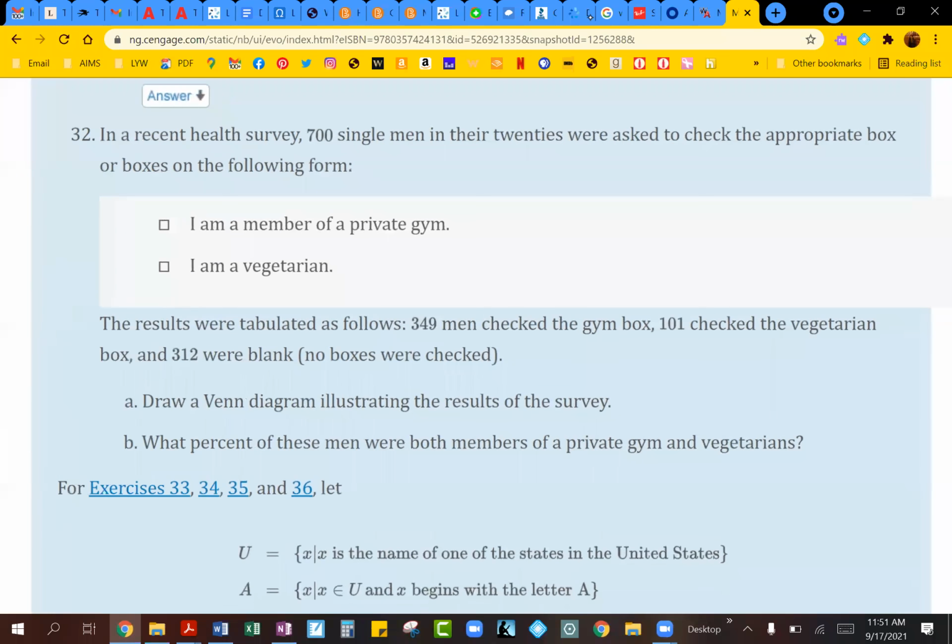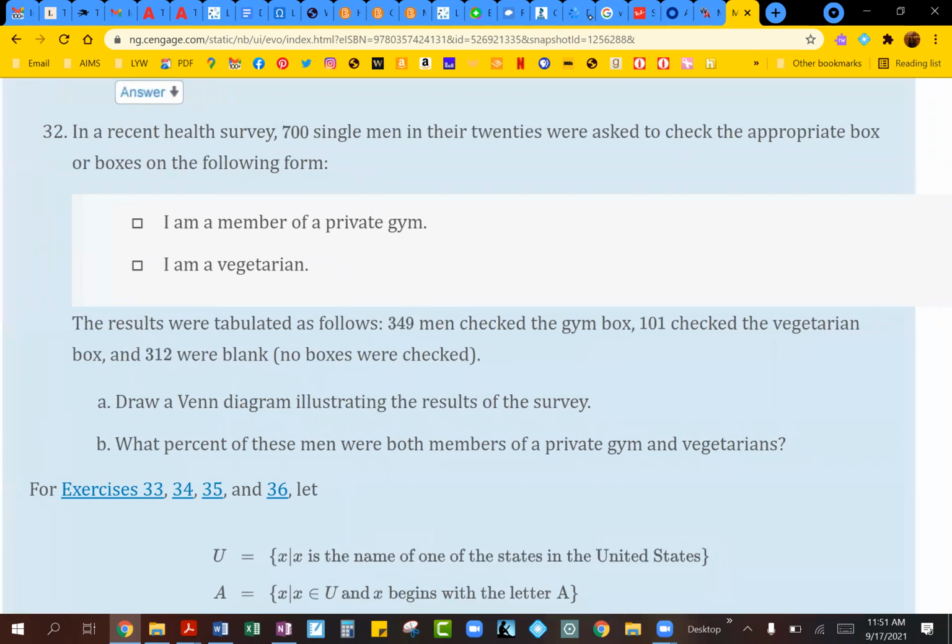Okay, so let's take a look at 32 over here. This one is talking about a recent health survey. 700 single men in their 20s were asked to check the appropriate box or boxes on the following form. They can check, I am a member of the private gym, or I am a vegetarian, or they can check both boxes, obviously. When the results were tabulated, we had 349 men who checked the gym box, 101 checked the vegetarian, and 312 were blank, which means they didn't check any of the boxes. So they're asking us to draw a Venn diagram to illustrate the results of the survey.